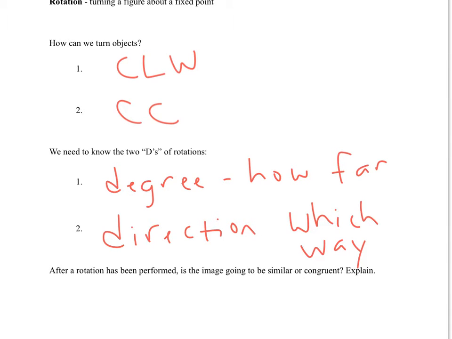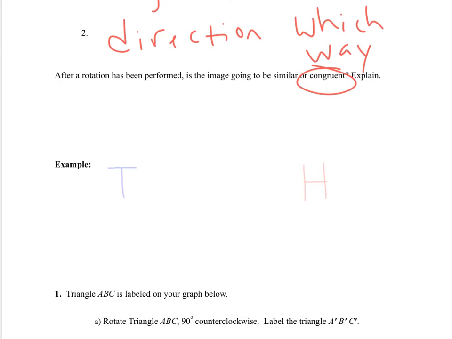So just like when we were talking about translations and reflections, a rotation is another image that you don't alter the shape. You may rotate it and turn it, but you're not changing the size in any way, and you're not making it smaller or bigger. So they're still going to remain congruent. Okay? These are just examples here.